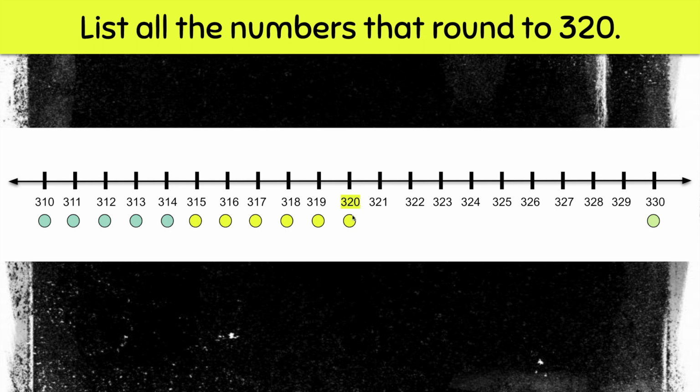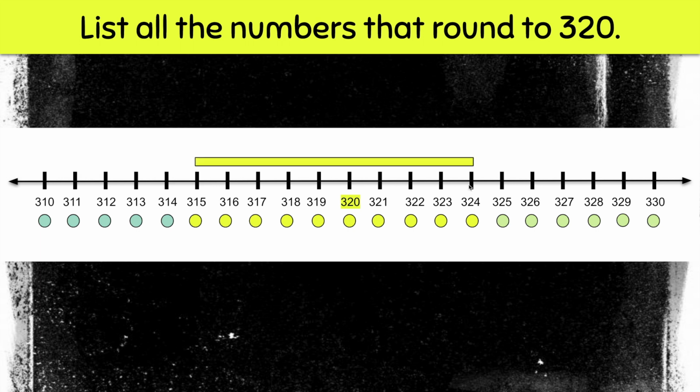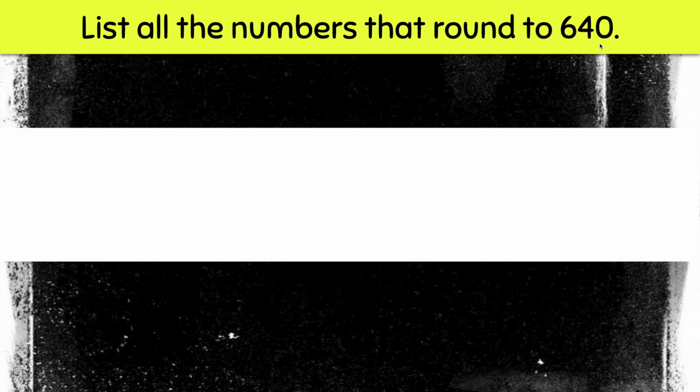Now we need to focus between 320 and 330, which is the next 10. Halfway is 325. We know anything less than halfway will round down to the closest 10, which is 320. Now anything halfway and greater will round up to the next 10, which is 330. So we notice that from 315 to 324, all these numbers are closer to 320 than they are to 310 or 330.